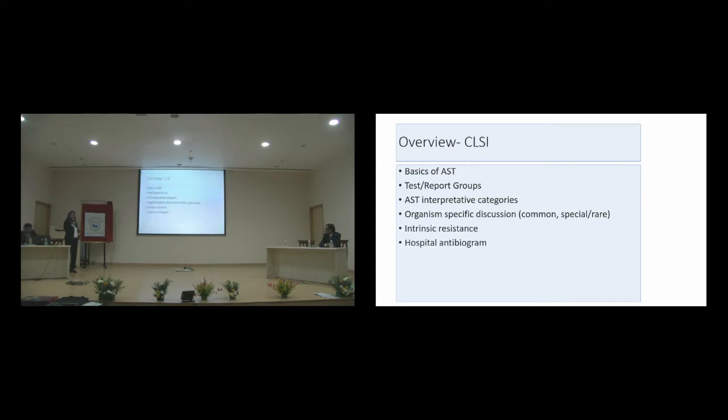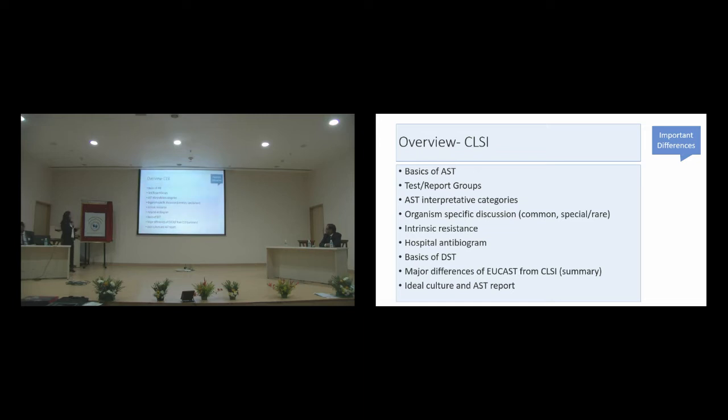intrinsic resistance, a very brief note on how to construct a hospital antibiogram, basics of direct susceptibility testing from blood culture broth, major differences between CLSI and EUCAST, and also what an ideal culture and AST report should look like. Under these headings, we'll go around the session, and this session will be mainly MCQ-based. All of you, please keep your clickers ready. Based on the MCQ, we'll have a brief discussion and move on to the next question. Also, the similar differences of EUCAST will be highlighted wherever necessary in the discussion.